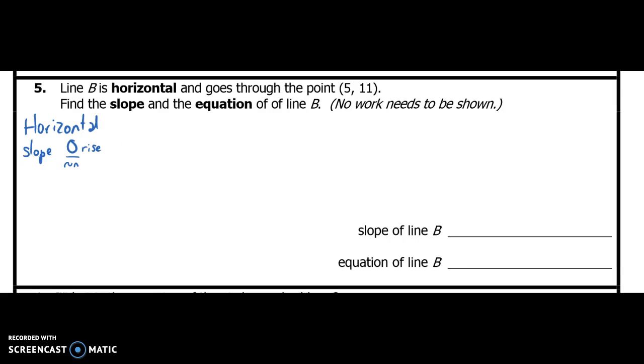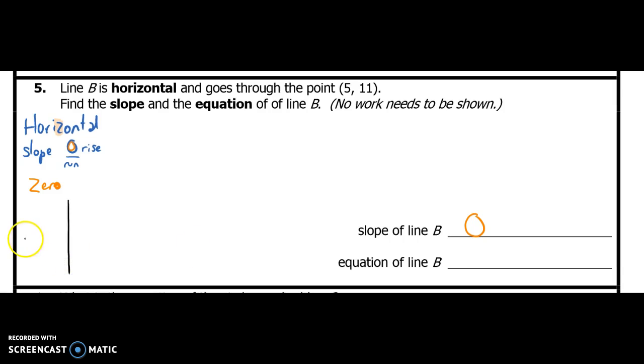Another way, kind of a silly way to remember that, is just the z in horizontal reminds me of the z in zero, or even the o in horizontal and the o in zero. So for a horizontal line, I automatically know that the slope is 0. There's absolutely no work necessary for that.